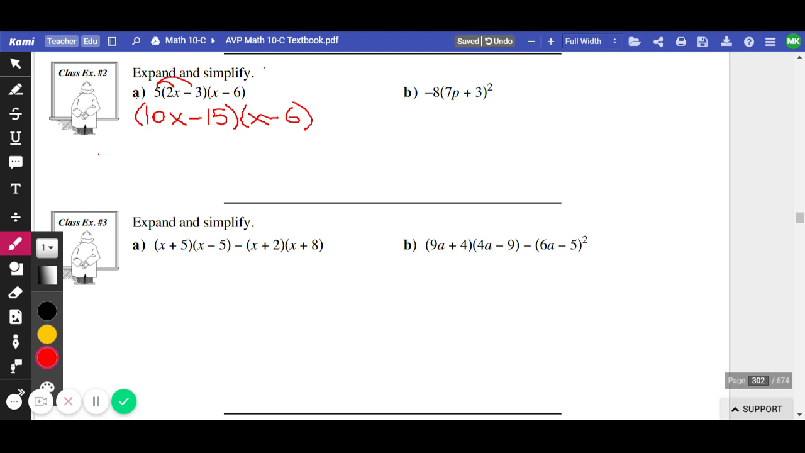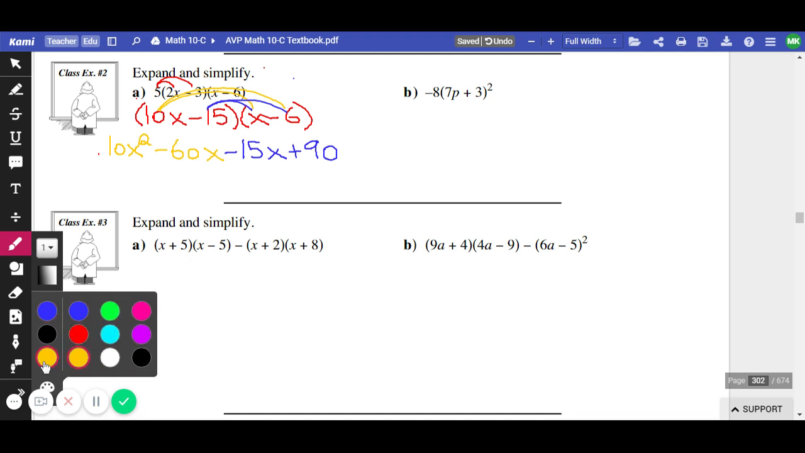You can use whatever method you prefer. All right, I'm going to use distribution. So 10x distributes to become 10x squared. Then it distributes to become negative 60x. Then I'm going to have to distribute the negative 15 in to become negative 15x. And distribute the negative 15 over there to become positive 90. If you did area diagram or FOIL, you would get the same 4 terms I got. Right? Just organized differently.